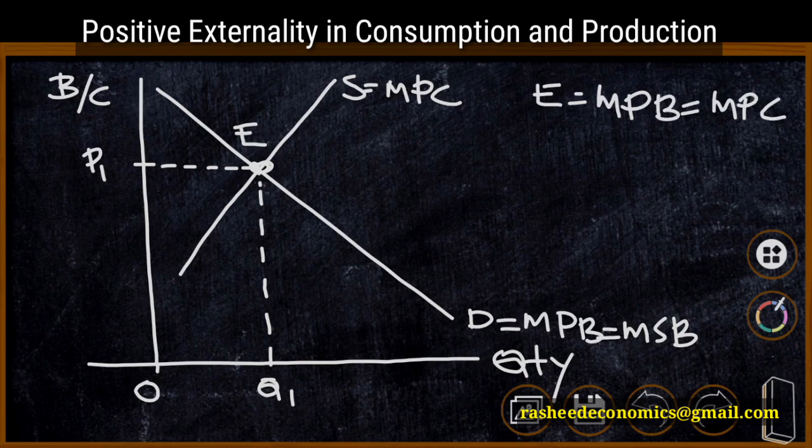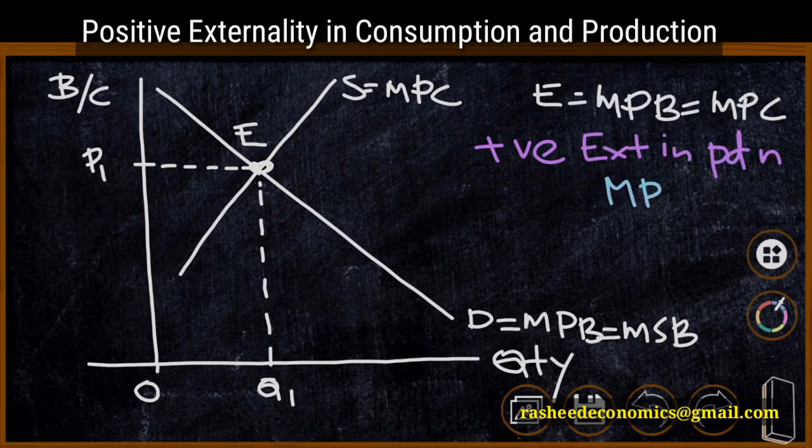Here we are considering positive externality in production. In case of positive externality in production, we have marginal private cost which is greater than marginal social cost. That means the cost of producing OQ1 quantity, as we compare social cost, it is lower than that of marginal private cost. Now we are drawing a marginal social cost curve which is lower than the marginal private cost curve.